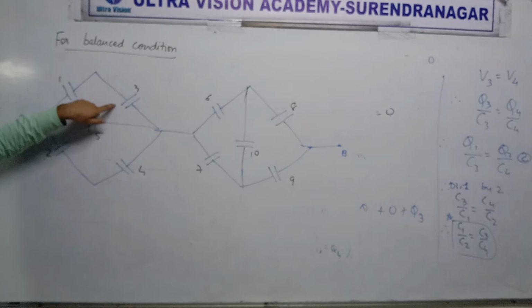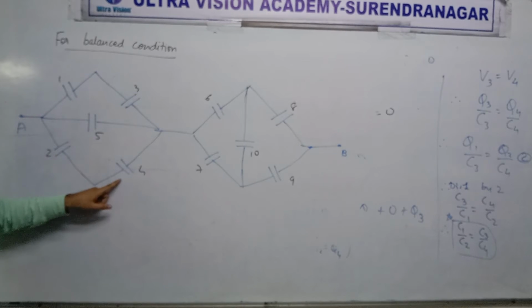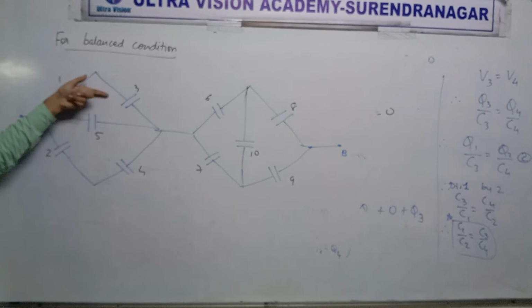C in series: C by 2. You remember the formula, C by 2. This and this in series: C by 2. C by 2 and C by 2 in parallel. C and C in parallel: 2C. Is this clear? This is 2C.